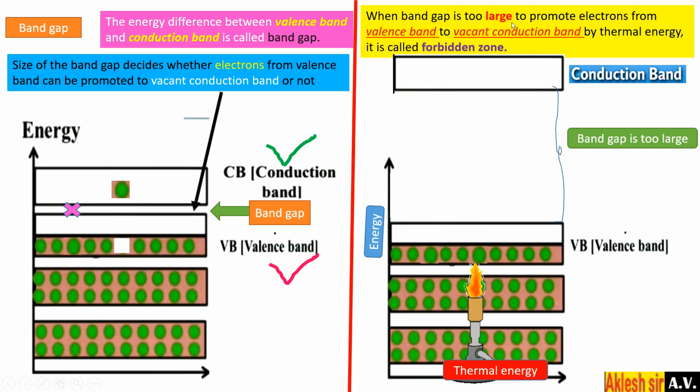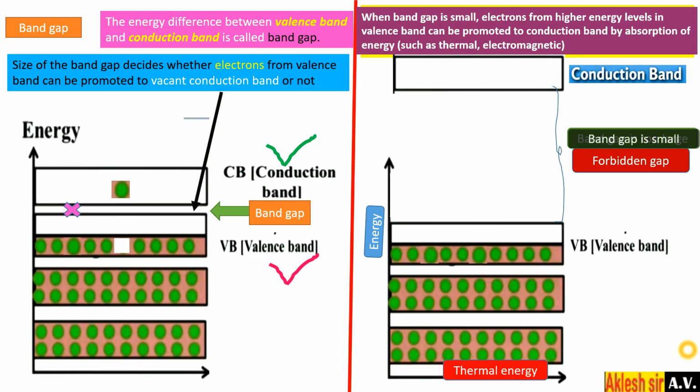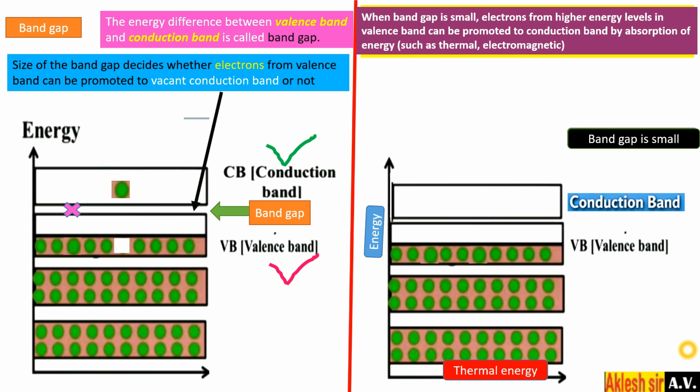Here it is written, when the band gap is too large, it is not possible to promote the electron from the valence band to the conduction band even with thermal energy. Here we are supplying thermal energy, and the band gap is a forbidden zone. Next, suppose the band gap is very small. So what will happen? I will bring the conduction band closer.